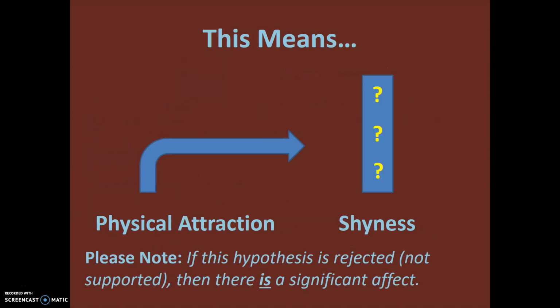In this case, that means we don't know what type of impact is happening with this type of variable. If we were to reject or not find support for this prediction, we would have to reject the null hypothesis and state that there is a significant effect that physical attraction has on shyness.